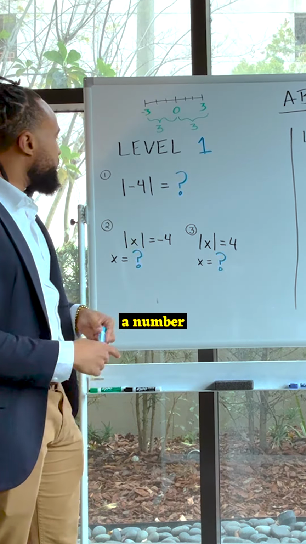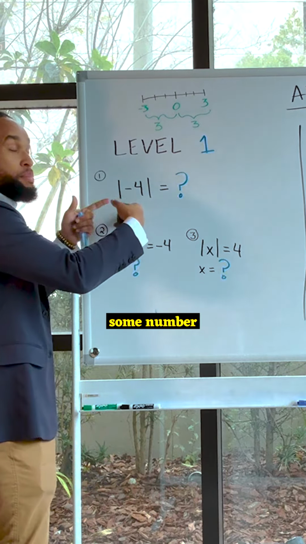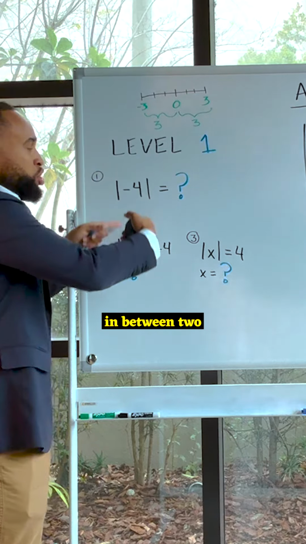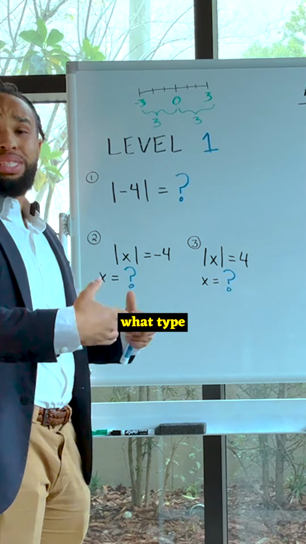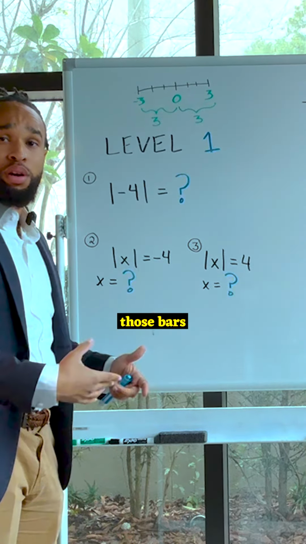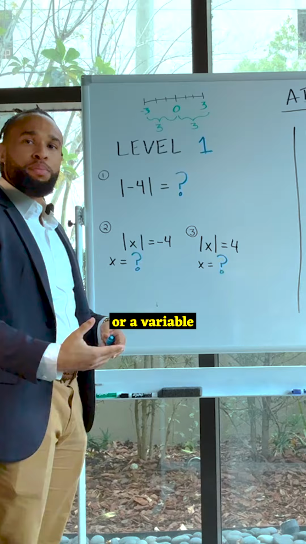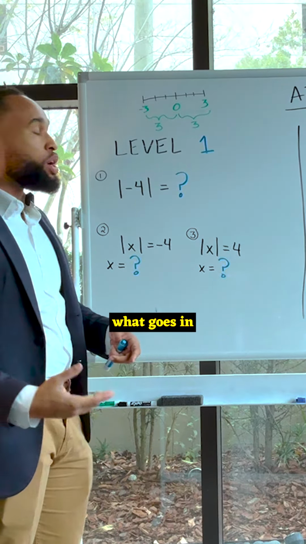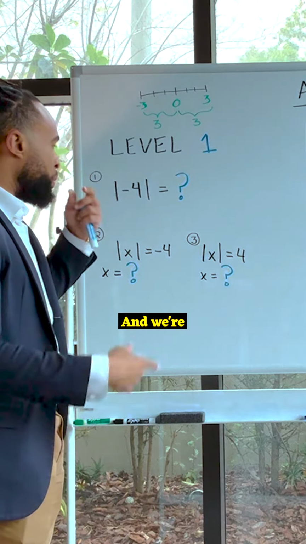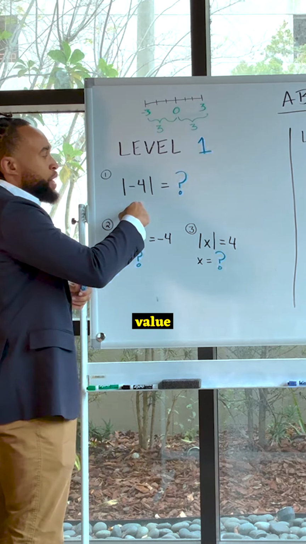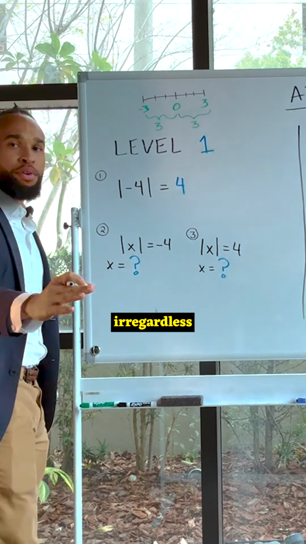Because when we're looking at a number such as the absolute value of -4, an absolute value looks like some number or expression in between two little lines. They kind of remind me of prison bars. And I think about this like, no matter what type of number goes into those bars, it must come out positive. So whether we put a positive number or a negative number or a variable, it must come out positive. And what goes in there will always be made positive at the end, okay? And we're gonna use that a little bit later. So the absolute value of -4 is going to be 4, positive 4, irregardless of value.